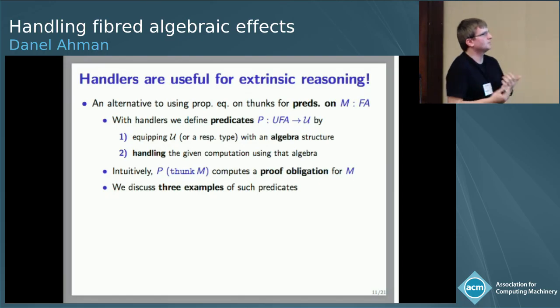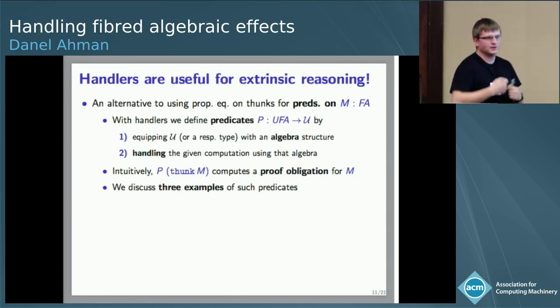Essentially, all the examples that I'm going to show you in a few moments follow a two-step procedure. First, you define a handler on the universe, or on your propositions, and then you just use the handling construct to go from your computations to the universe. Intuitively, you should think of the examples that you'll see as a kind of computational procedure: every such predicate takes a computation and churns through it and produces a proof obligation that you have to give a witness to, in order to show that your computation satisfies the property that you're interested in.